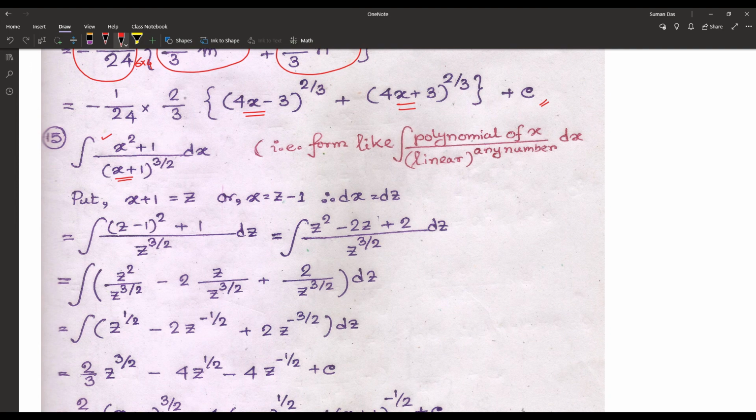Here the form is like the integration of a polynomial of x as a numerator and the denominator is a linear part, but to the power of any number. Just look, that is the polynomial of x, and here the linear part is x plus 1, to the power of any number. So here what we have to do is take the linear part, that is x plus 1, and substitute it with a variable, suppose z. Then x is equal to z minus 1 and we get dx is equal to dz. Now substitute the thing.